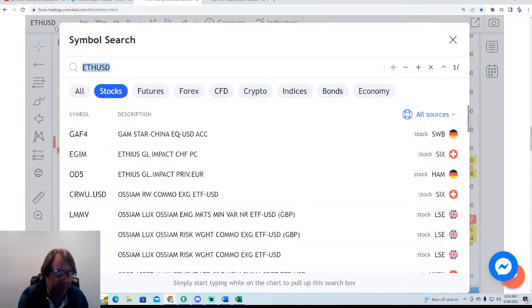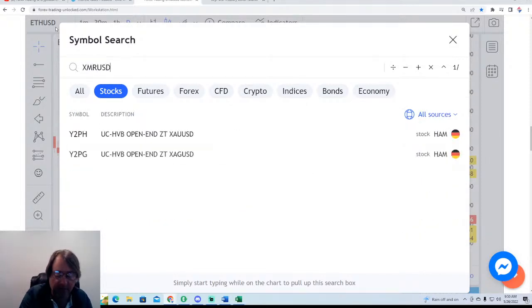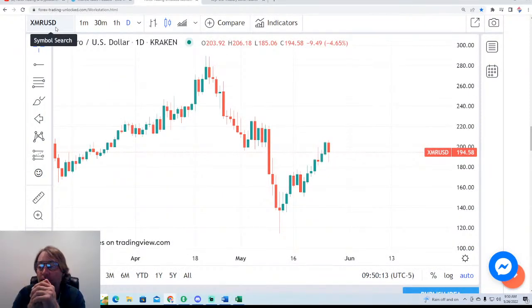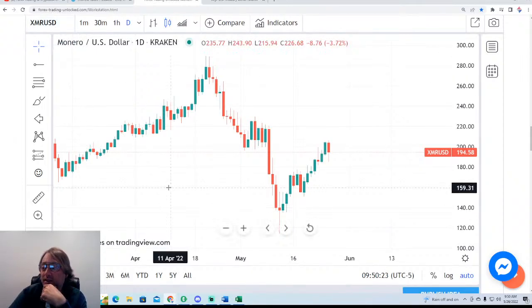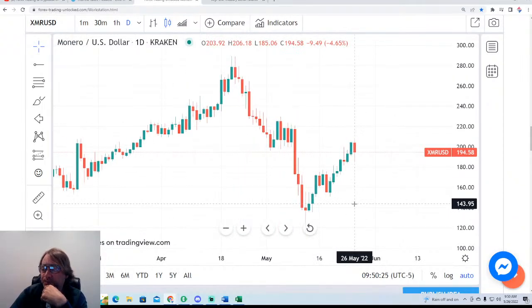Now, let's look at the USD, XMR, US dollar. Monero, now this one here, it wasn't consolidating. It absorbed all that negative cryptocurrency stuff very, very well. Now currently this market is in an upside correction. It had been trending lower.